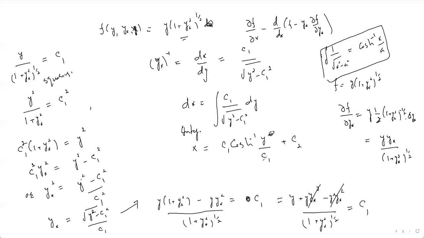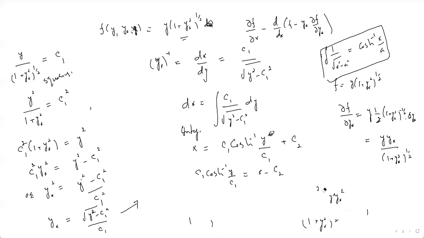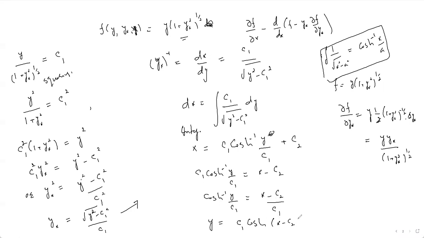Now you can solve, because we have to solve this particular Euler equation for this variable y. I will write this as c1 cosh inverse of y by c1 will be equal to x minus c2. Or I can write this as cosh inverse of y by c1 will be equal to x minus c2 divided by c1. What will y be now? y will be equal to c1 multiplied by cosh of x minus c2 divided by c1. So this is an equation for the curve y of x which covers a minimum surface area.